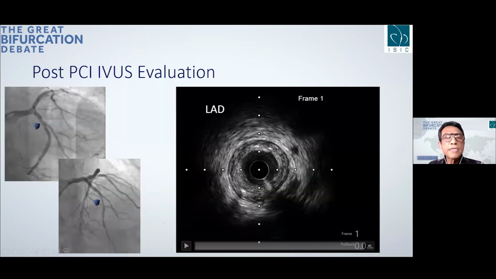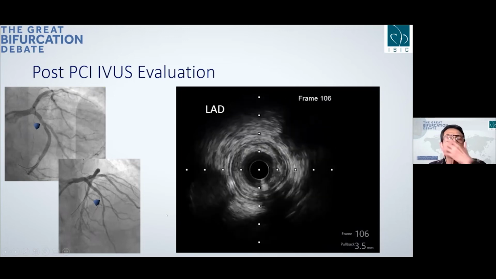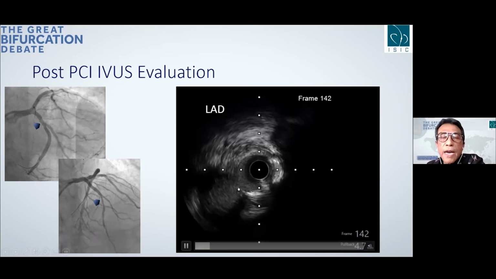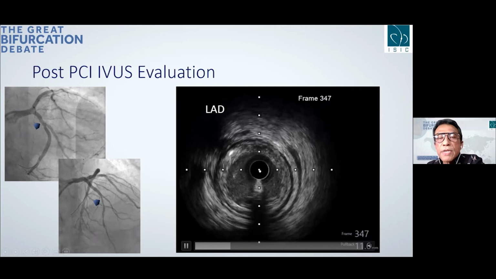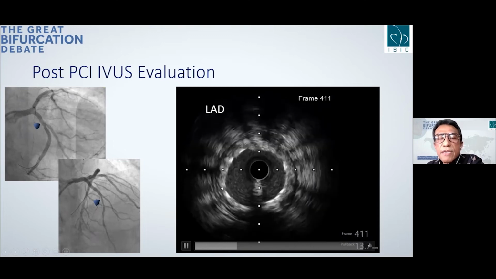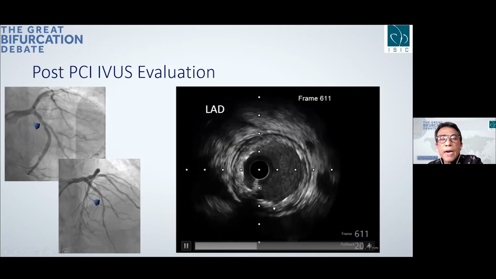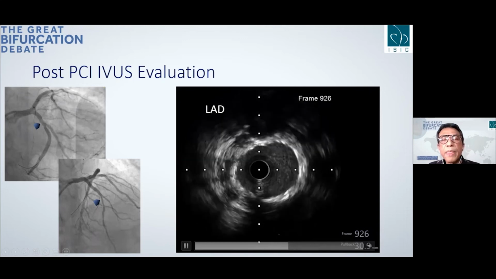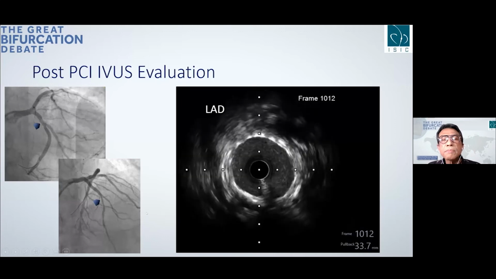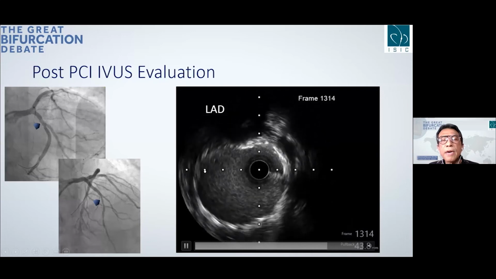Then this is after IVUS post-stenting, of the diagonal, the proximal part of the second diagonal. You can see here that this is very nice, no edge dissection. I think it's very nice. The position is quite good. And you show me two layers.